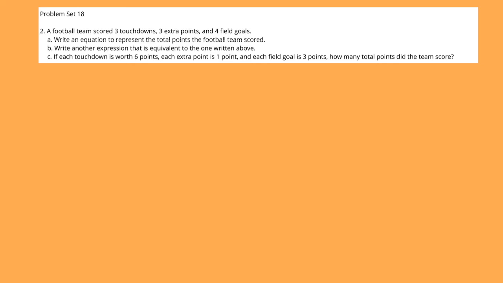So number 2, a football team scored 3 touchdowns, 3 extra points, and 4 field goals. Let's see what A is asking us to do with the given scenario. It says write an equation to represent the total points the football team scored. So first of all, let's come up with some variables for our touchdown, extra points, and our field goal.